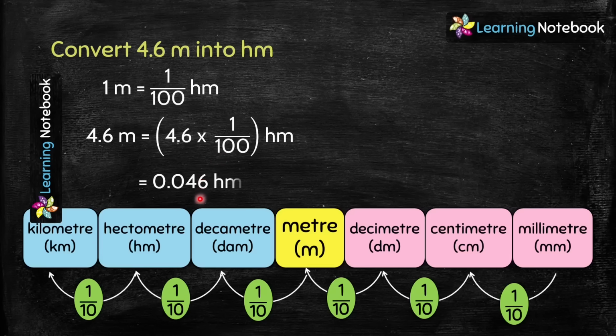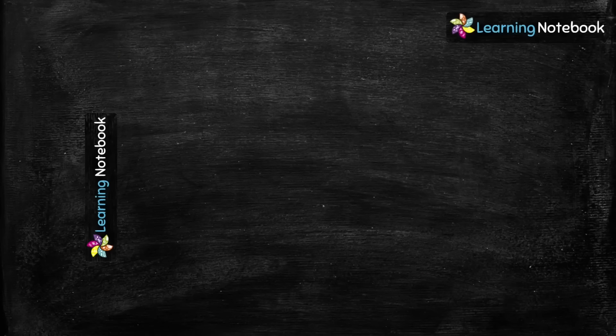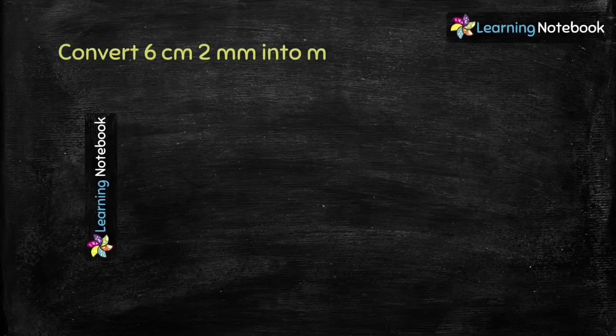Solve it and we get the answer as 0.046 hectometer. Let's do one more question. Convert 6 centimeter 2 millimeter into meters.